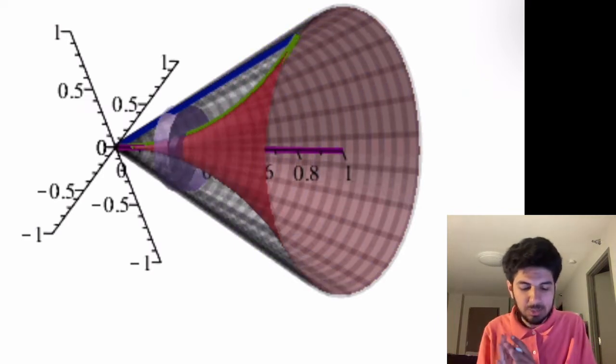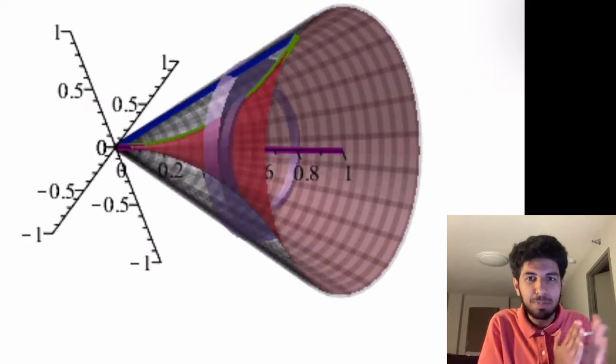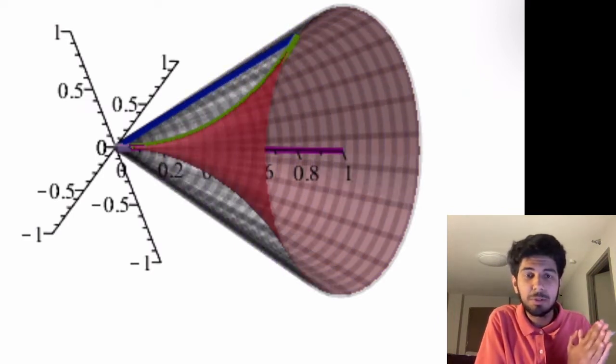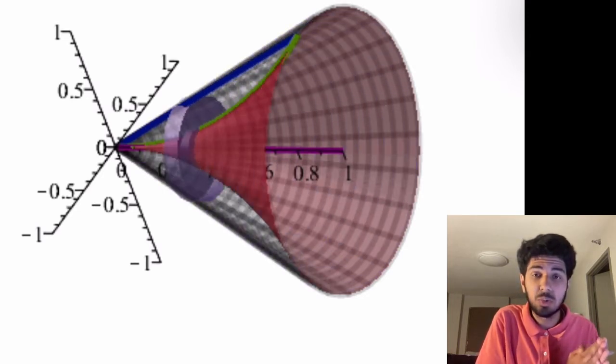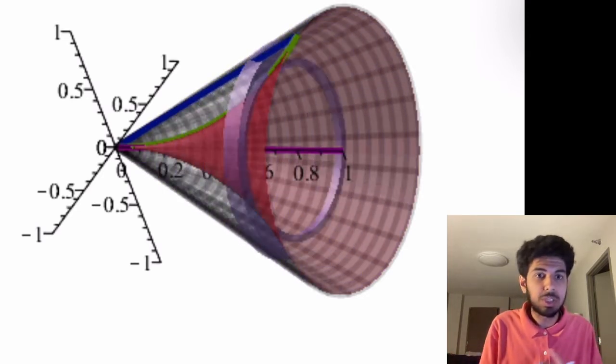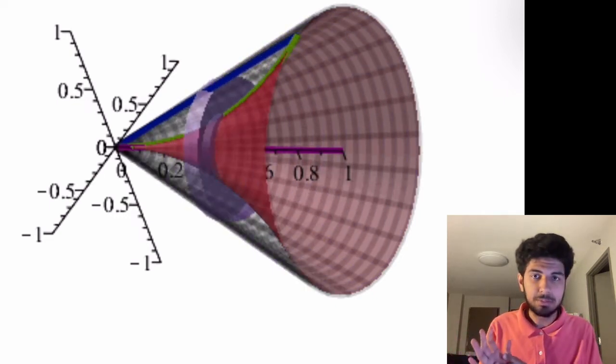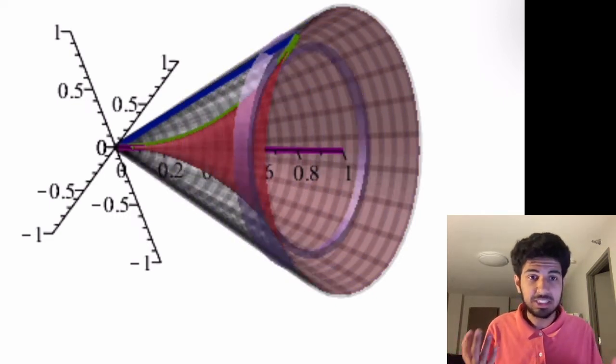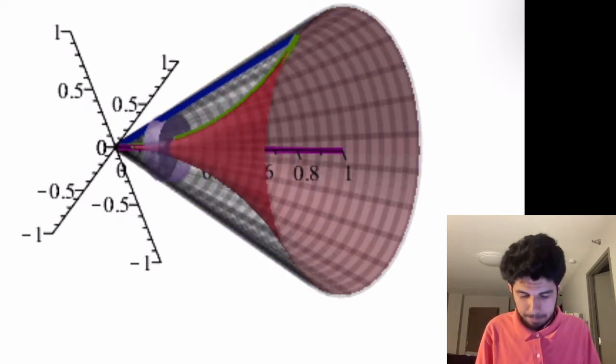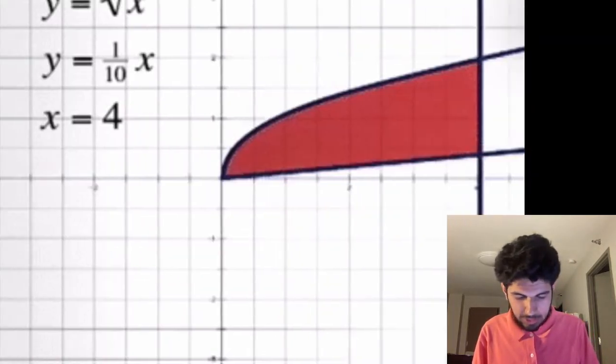And we have these washers that are being built up, and we're going to take the sum of the volumes of these individual washers, and the sum of those will give us the total volume. So just like the disk method, how we summed individual disks, now we're just summing washers instead. Let's look at the video on the left here.